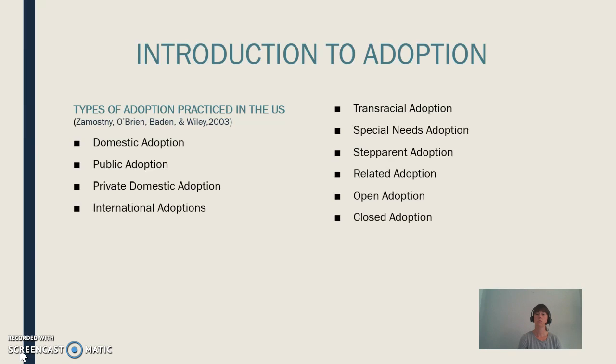There's open adoption, in which all records are open and the child can find their birth parent later on as they have information about their birth parents. And there's closed adoption, where the birth parent does not choose to release that information to the child.